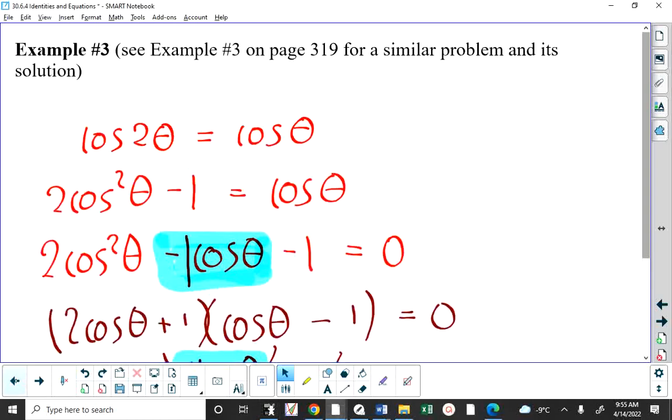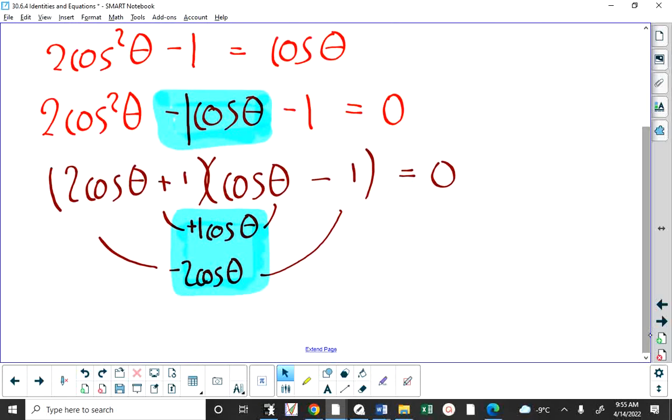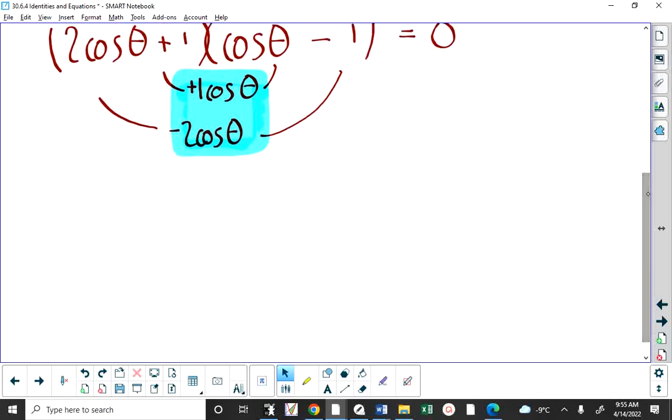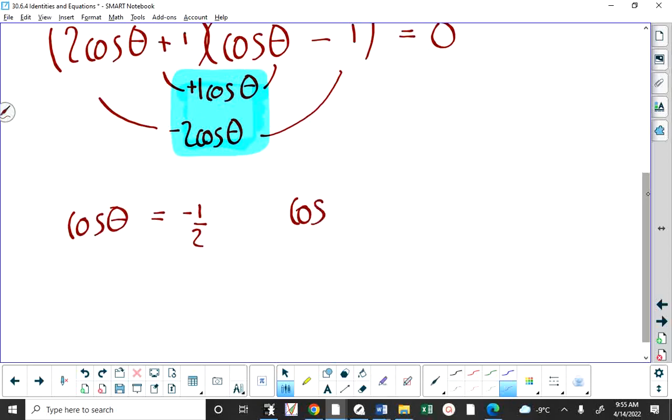Okay. Any other questions with that example so far? I mean, we're not quite done. The rest of it will be pretty simple. The first factor gives us cosine of theta equals negative 1 over 2. The second gives us cosine of theta equals 1.